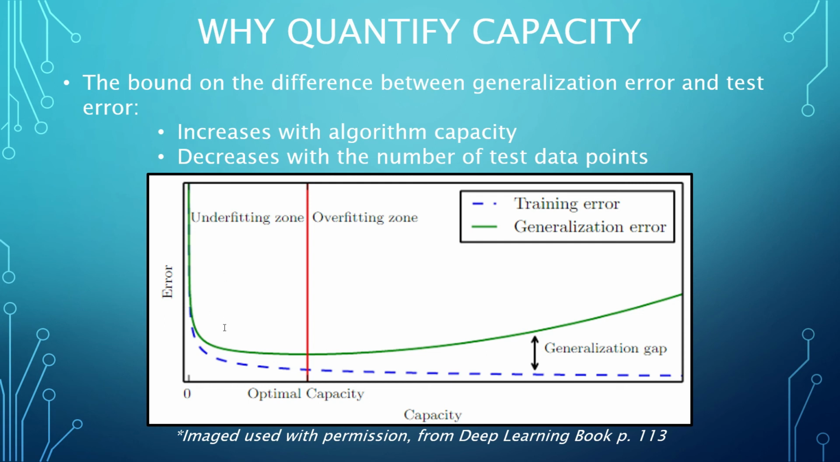While test error might asymptotically approach a minimum, the generalization error often has a U-shape, so there is a particular optimal point on the function capacity that exists. To the left of the optimal point, the model is underfitting. To the right, it's overfitting.